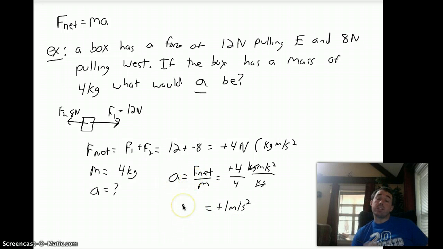Remember that acceleration needs direction too. So we need this plus still. Or we can say 1 meter per second squared to the right, or to the east in this case, because we said east. So either way, we can get a nice, simple mathematical expression.